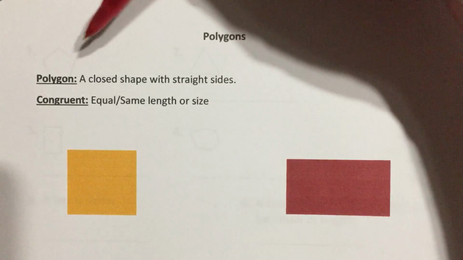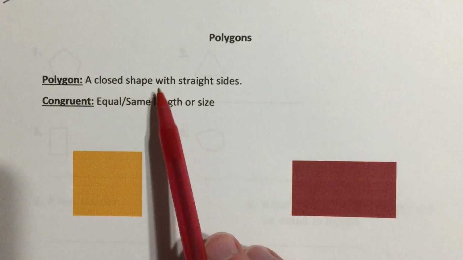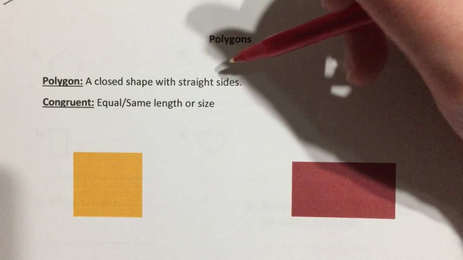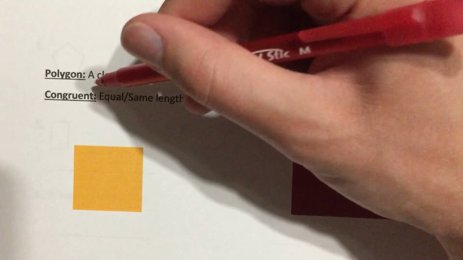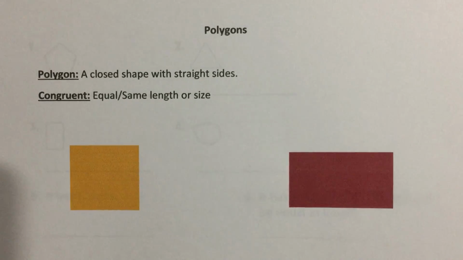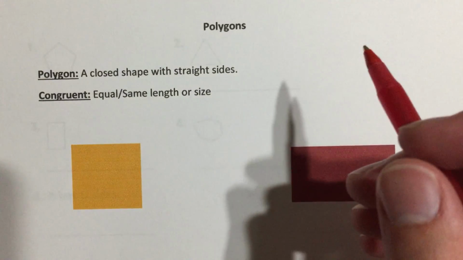So we're going to talk about that here. But first of all, a polygon is a closed shape with straight sides. Okay? Keyword right there, straight, and closed is another keyword. Okay? So we'll get to that in just a second.